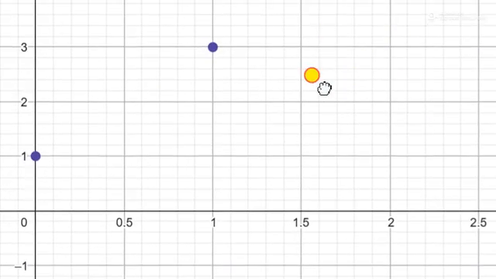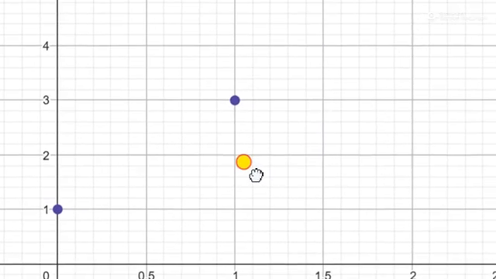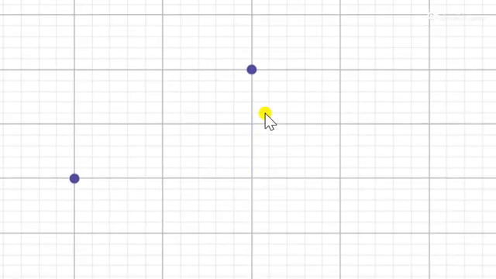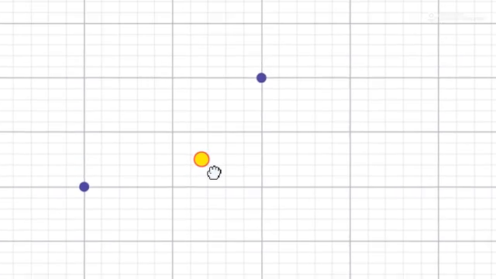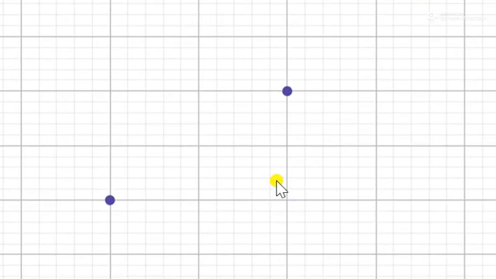So this is what your graph's going to look like. Make sure that your first point is at 0, 1. Your second point is at 1, 3. Your third point is at 2, 5. And then 3, 7. And then 4, 9.